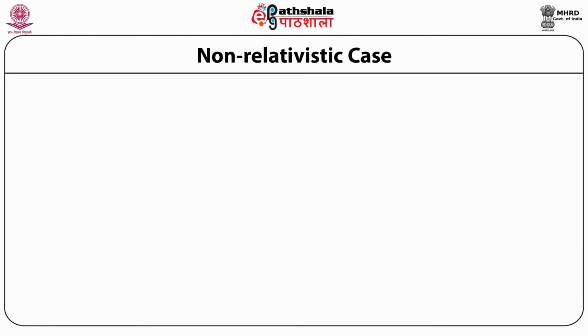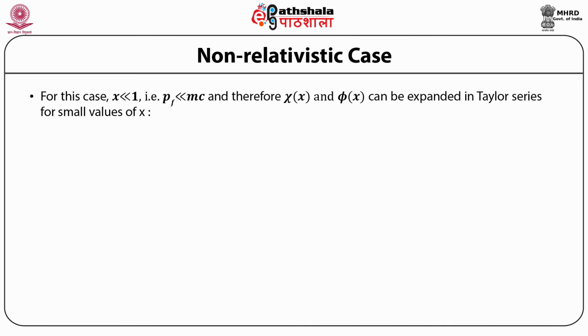Let us look at the non-relativistic case. For this case, x is very, very much less than 1. That is, Pf is very, very much less than mc, and therefore χ(x) and φ(x) can be expanded in a Taylor series for small values of x.